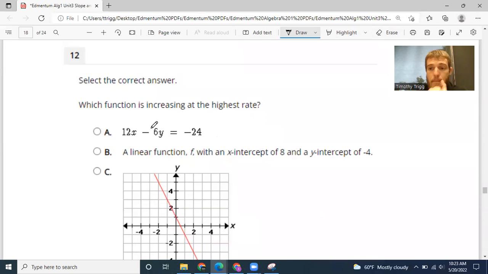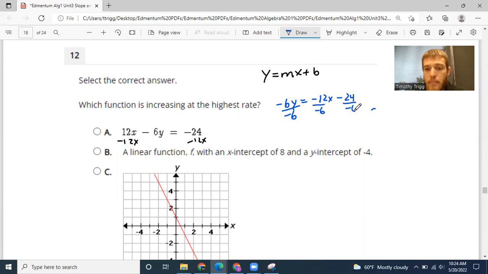So let's look at A. Let's go ahead and find the slope for A. To do that, I'm going to get into the form y equals mx plus b, and whatever the m is tells me my slope. So I'm going to subtract 12x from both sides to help me get y by itself, giving us negative 6y equals negative 12x minus 24. Divide both sides by negative 6. When you divide by something, you divide every single term in the equation by that.